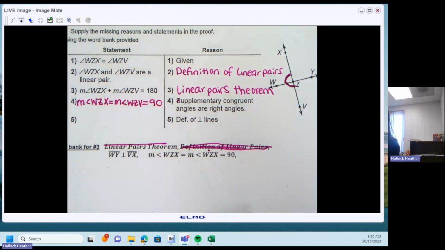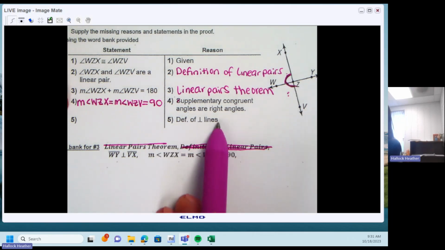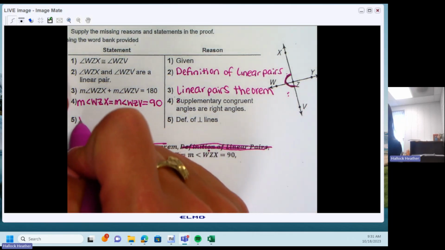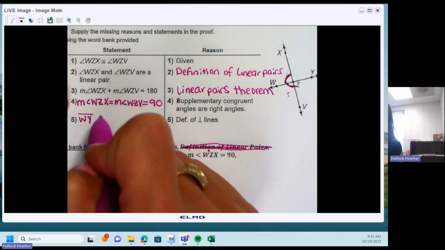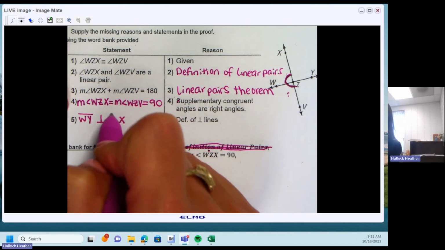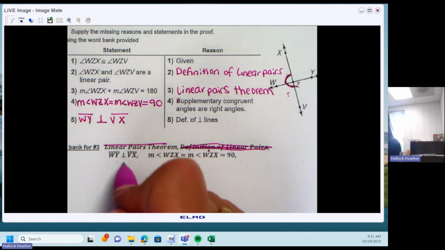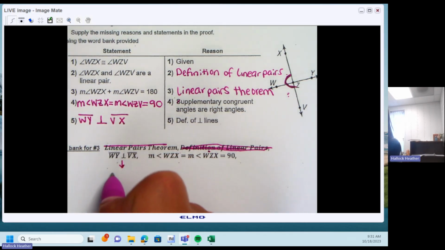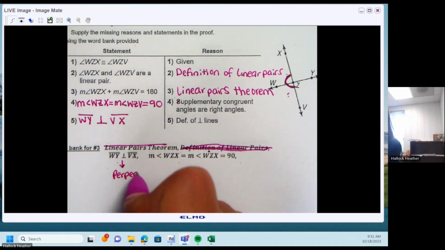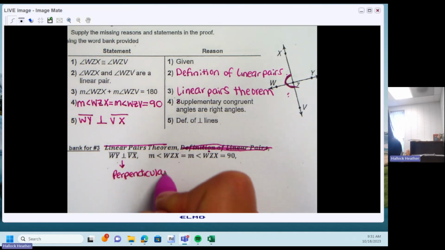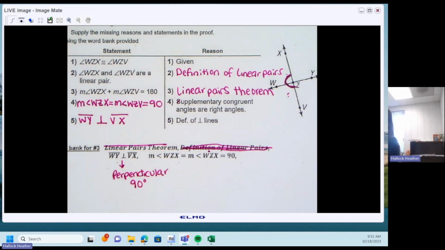So that's telling me each one of these angles is 90 degrees. Together, they form a straight line, which is 180. And then the last one is definition of perpendicular lines. So we're going to say WY is perpendicular to VX. Perpendicular, this upside down capital T, is the fancy math term for perpendicular. Perpendicular means 90 degrees. So anytime you see an upside down capital T, it's literally 2 lines that are intersecting, forming a 90-degree angle, because a T is technically a 90-degree angle.